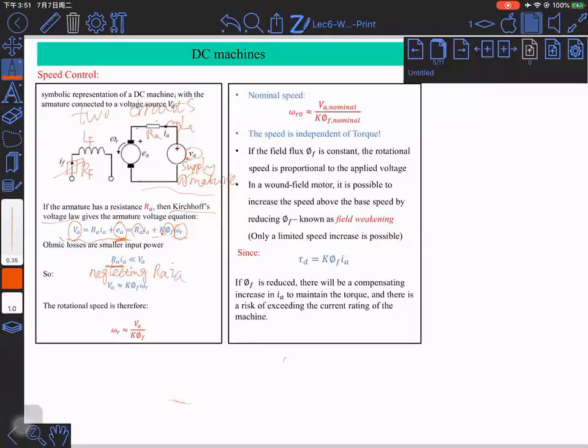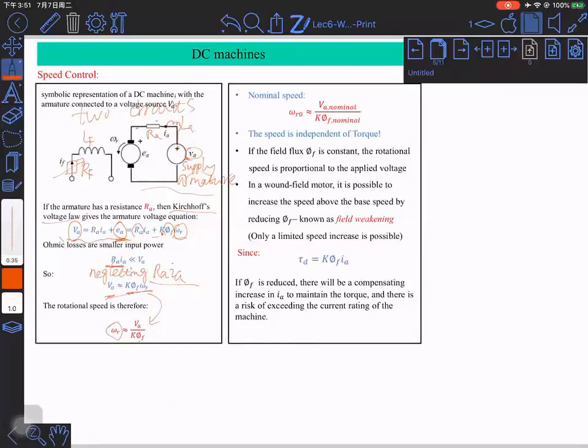So by neglecting RA IA, that is the resistive voltage drop, we have the armature circuit terminal voltage equivalent to the electromotive force. And by re-deriving this equation, what we have is approximately that the rotor rotational speed is equivalent to the armature circuit terminal voltage divided by the machine constant K times the field flux.